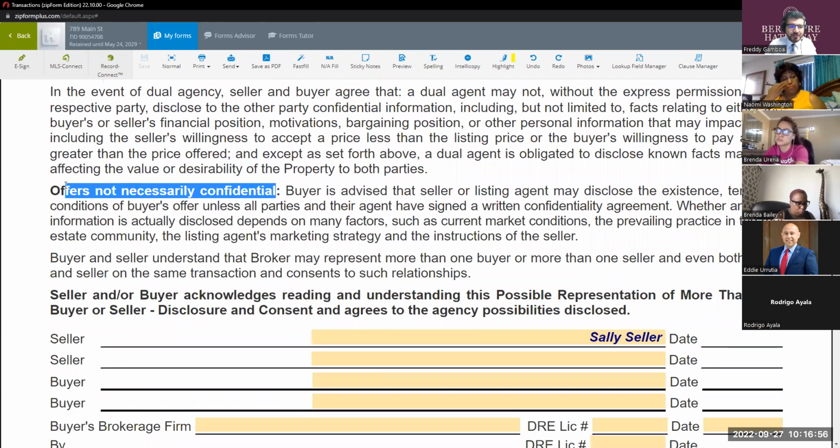Okay, offers are not necessarily confidential. This is based on practice. You know, there's a taboo going on that, well, it's illegal, it's unethical. No. It's all based on the practice of the real estate agent, the market, and everything else. Now, me personally, when I take listings, I always disclose the offers that come in.